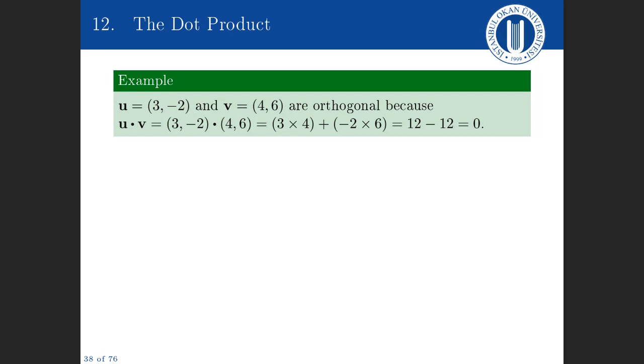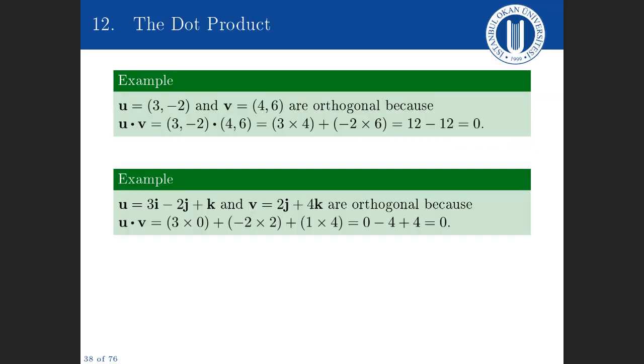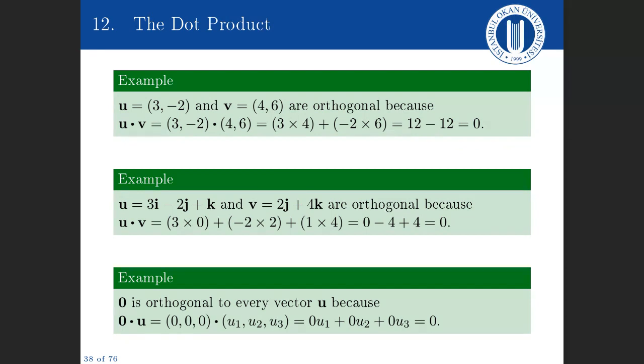I'm saying that the vectors (3, -2) and (4, 6) are orthogonal. To prove this, we calculate their dot product. The dot product of u and v is equal to 0. Because neither one of these vectors is the 0 vector, we know that the angle between these two vectors must be 90 degrees, and these two vectors are orthogonal. We calculate their dot product, we get 0. Again, neither vector is the 0 vector, so the angle between these two vectors must be 90 degrees. The 0 vector is orthogonal to every vector because 0 dot u is always the number 0.